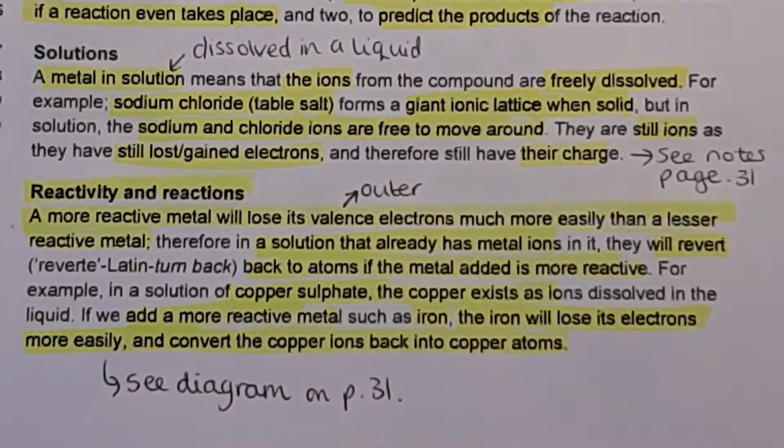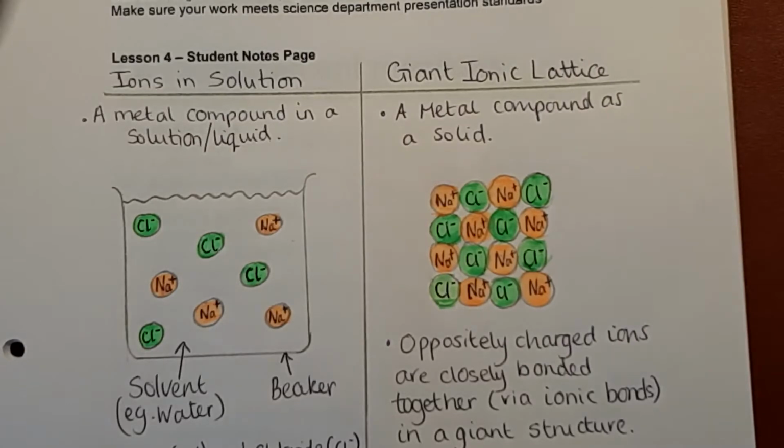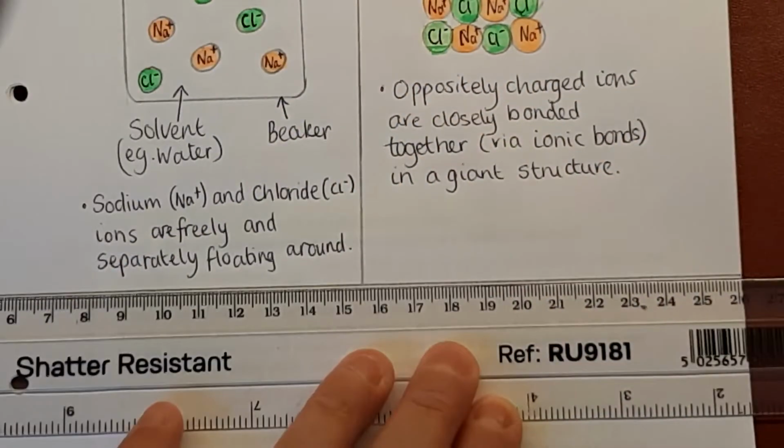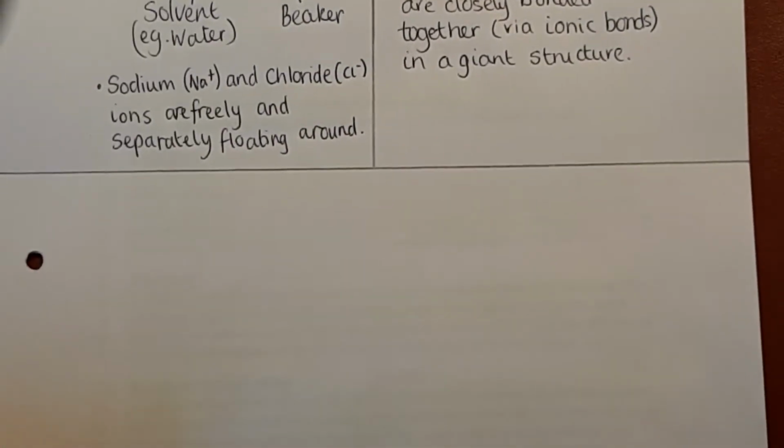Okay, so I've added a note, see the diagram on page 31, and then we're going to go back to our student notes page to show this reaction. So we have our student notes page, and we've been working on the lattice and solutions. So we're going to draw a line underneath that with a ruler, and draw our new section now about our displacement reaction.